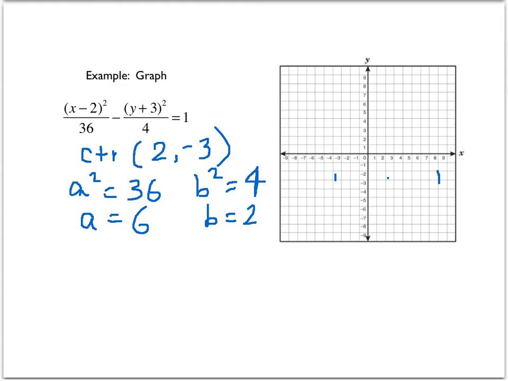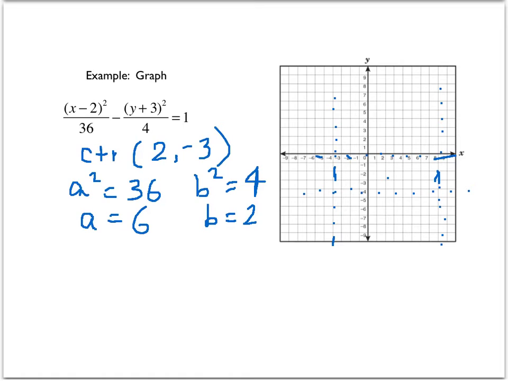Now, rather than make a line like I did before, I'm going to actually make some dashed lines like this. And you'll see why here in a second. With my b value, I count up 2. And I make a little dashed line like that, and down 2, a little dashed line like that. So what I've really made here is you can kind of see I've made a little rectangle in the center there. I am now going to draw my asymptotes.